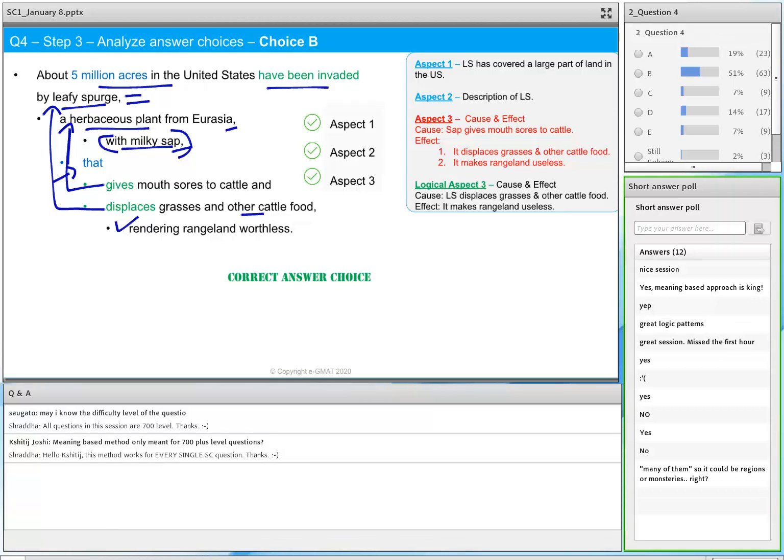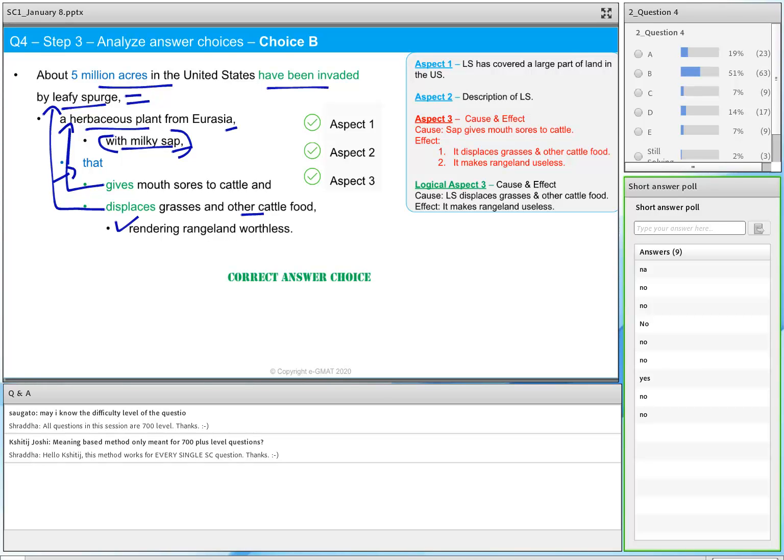Now, many students reject choice B because they say, wait a minute, you guys have been talking about don't change the meaning, focus on the meaning. But here I see the meaning change in choice B. How? Well, choice A told me that milky sap gives mouth sore. And now in this choice, I am reading that leafy spurge is giving mouth sore. Don't you think there is a meaning change? Let me ask you this question. Do you think that's a meaning change? Saying milky sap is giving mouth sore and saying that leafy spurge is giving mouth sore, is that really a meaning change here?